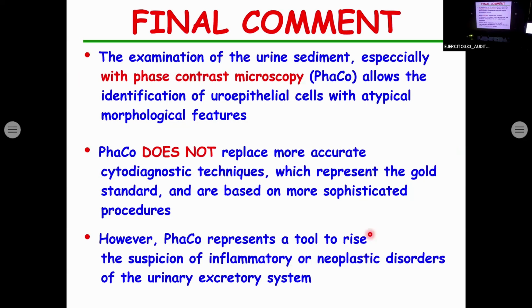Final comment. The examination of the urine sediment, especially with phase contrast microscopy, allows the identification of uroepithelial cells with atypical morphological features. Phase contrast does not replace more accurate cytodiagnostic techniques, Papanicolaou stain, which represent the gold standard and are based on more sophisticated procedures. However, phase contrast represents a tool to raise the suspicion of inflammatory or neoplastic disorders of the urinary excretory system.